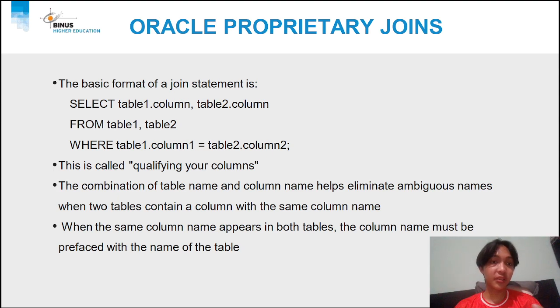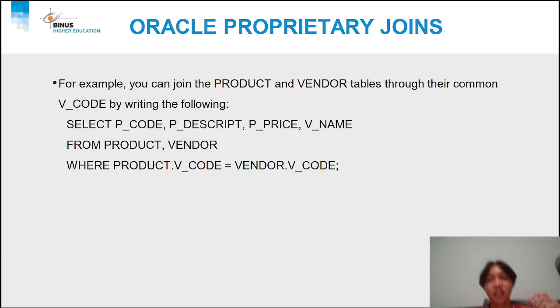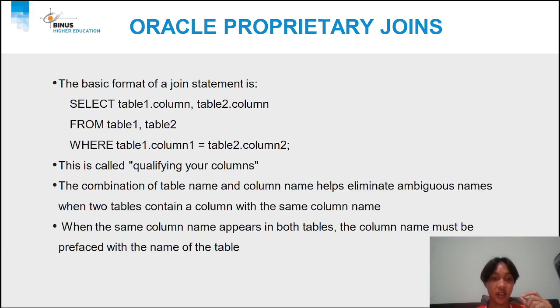So Oracle proprietary join. The basic format of a join statement is like SELECT table1.column, table2.column FROM table1, table2 WHERE table1.column1 = table2.column2. This is called qualifying your columns. The combination of table name and column name helps eliminate ambiguous names. When the same column name appears in both tables, the column name must be prefixed with the name of the table.